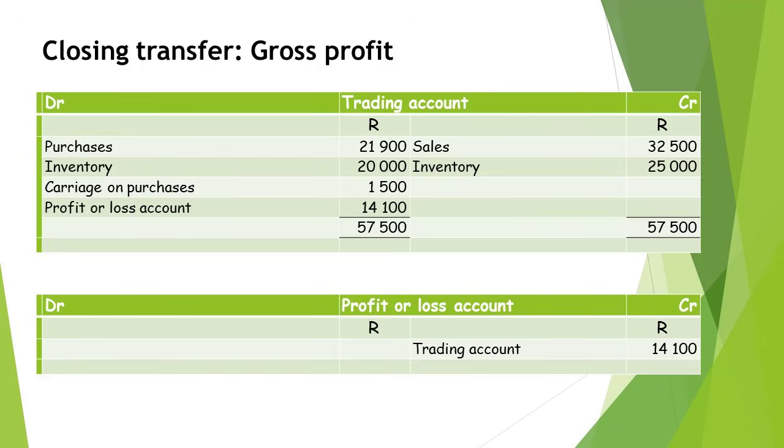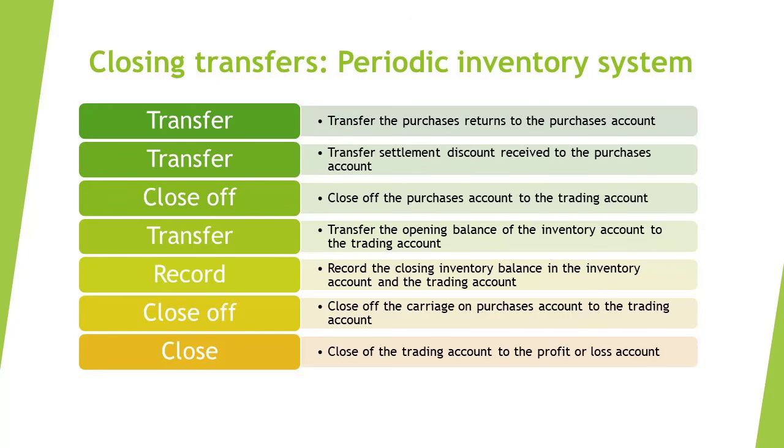In summary, the steps we follow to do all the closing transfers for inventory for a business using the periodic inventory system are: transfer the total of the purchases returns account to the purchases account, transfer the total of the settlement discount received account to the purchases account, close off the purchases account to the trading account, transfer the opening balance of the inventory account to the trading account, record the closing inventory balance in the inventory account and the trading account, close off the carriage on purchases to the trading account, close off the trading account to the profit or loss account.